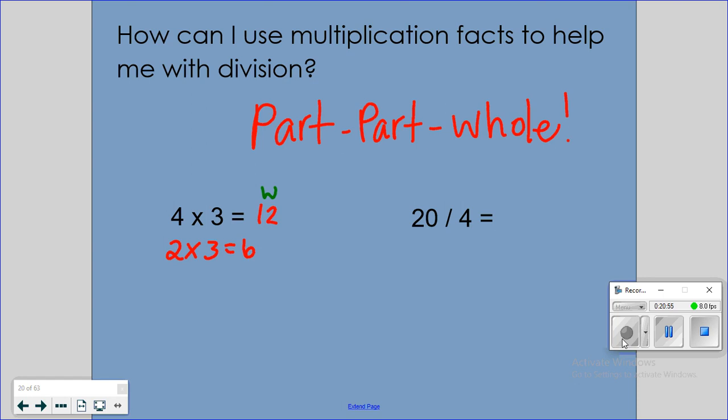Which one of those numbers is a part? What about the 4? Is that a part or a whole? Tell me. Part times part will always give me my whole. I'm going to use that to figure out my division equation.